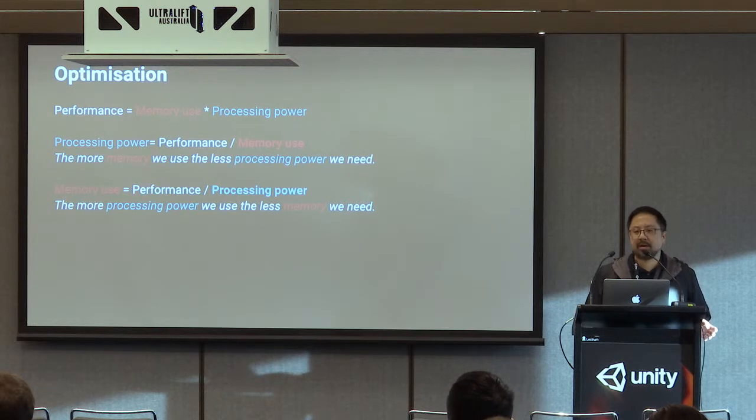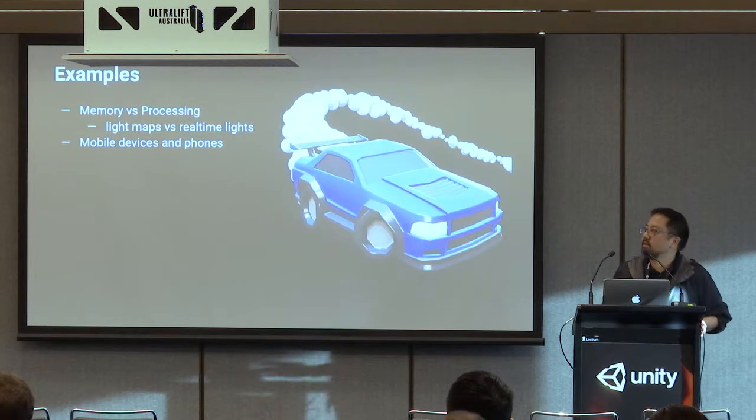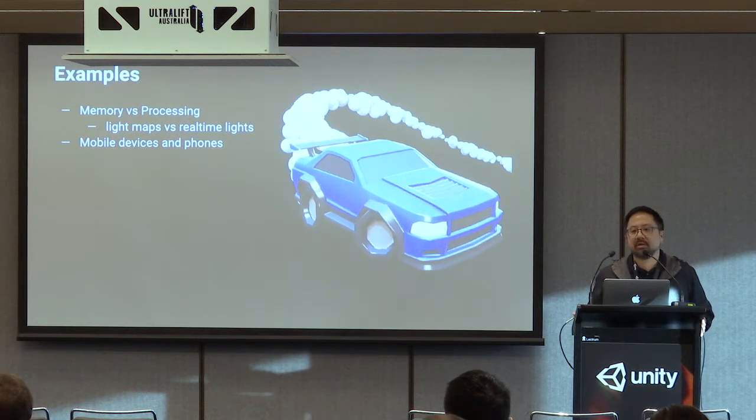One concrete example of this could be light maps versus real-time lights. With light maps, you bake everything into a texture, and when you're running the game, the only thing you need to do is read from that light map, as opposed to doing all real-time shading in your shader, like shadows and things. That's more the processing power.